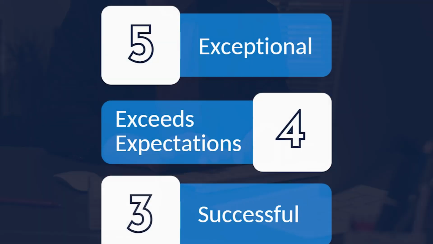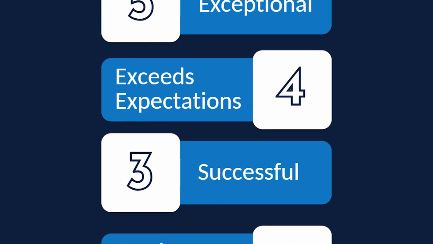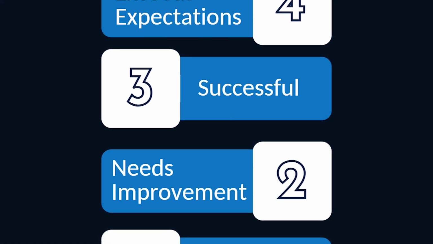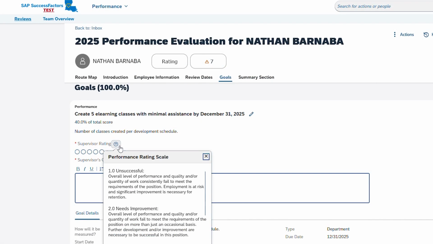Second, use the 5-point rating scale to help you determine the level at which your employee achieves success. You can review the rating scale and explanations by clicking on the question mark icon next to the rating.